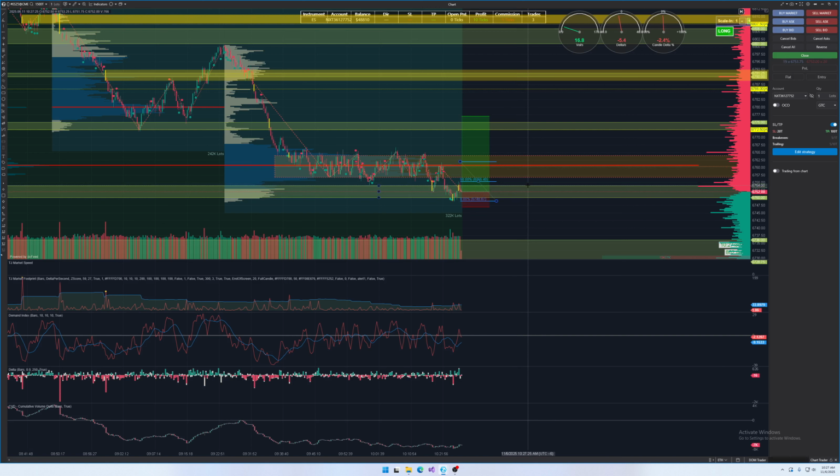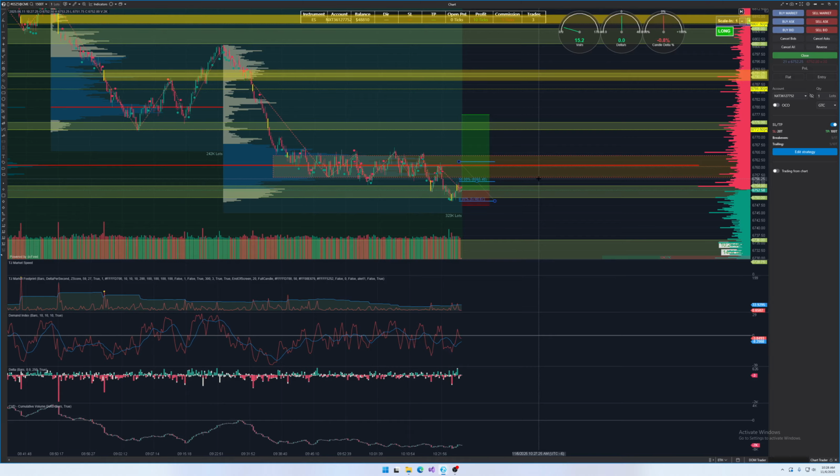But I cannot do that, even though it's tempting. Just a little short until here. 10 ticks. I don't know what those professional traders are doing. I guess confidence. I don't know.